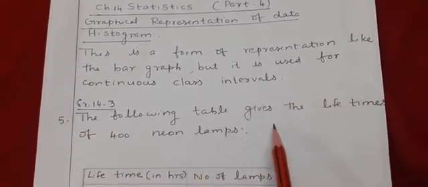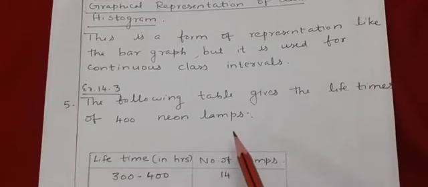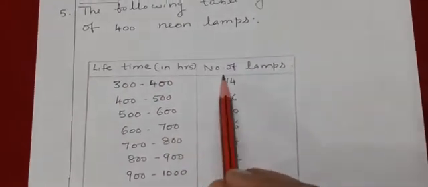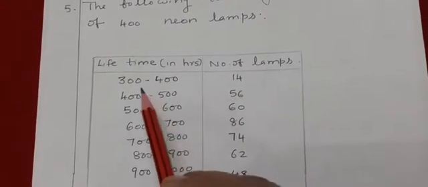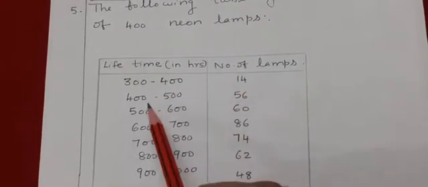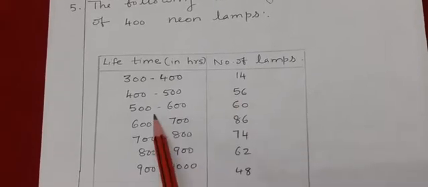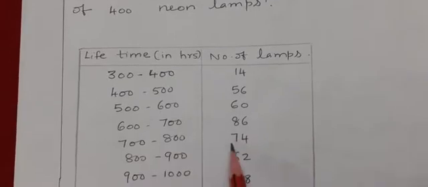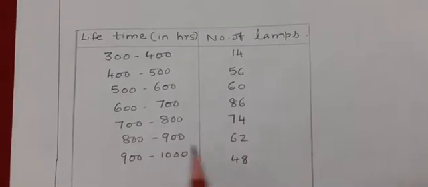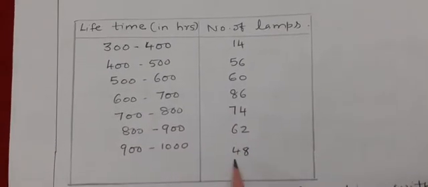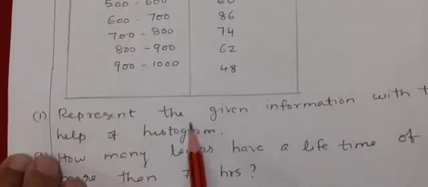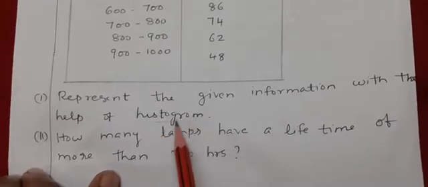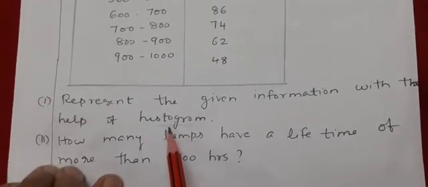The following table gives the lifetimes of 400 neon lamps. Lifetime is given in hours and number of lamps are given here. So 300 to 400, 14 lamps, 400 to 500, 56, 500 to 600, 60, 600 to 700, 86, 700 to 800, 74, 800 to 900, 62, 900 to 1000, 48. Now represent the given information with the help of histogram. That is, you have to make the histogram.